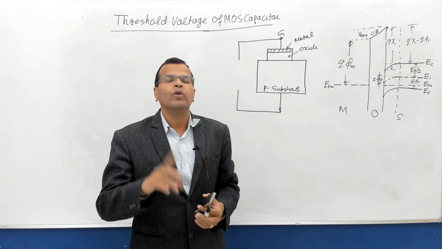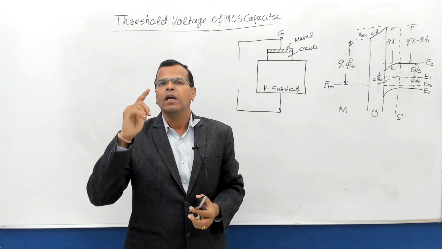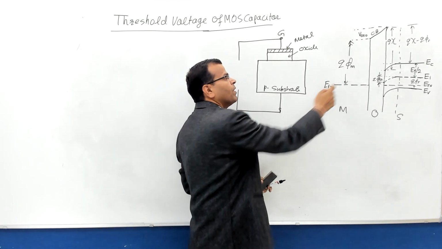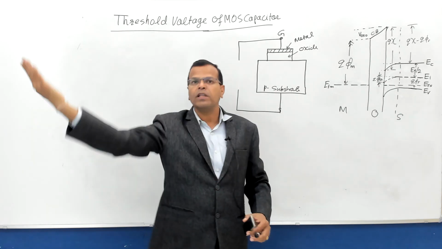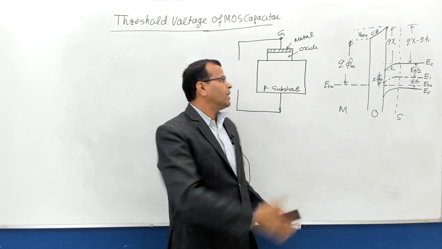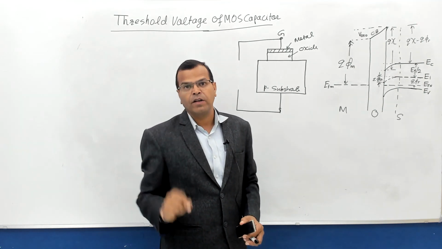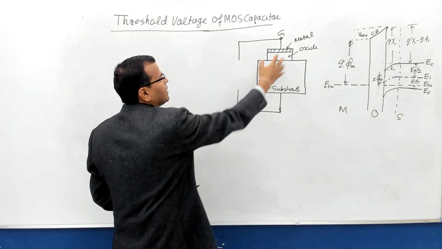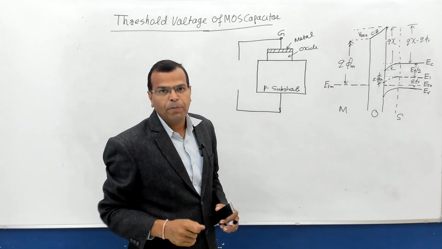In the normal case, we don't define work function like that. In the normal case, we define the work function as the energy required to move an electron from the Fermi level to the vacuum level, that means outside the surface of the metal. But in case of MOS capacitor, the work function is defined in another way. The reason being, when you connect this capacitor to some external voltage source, what could be the possibility?